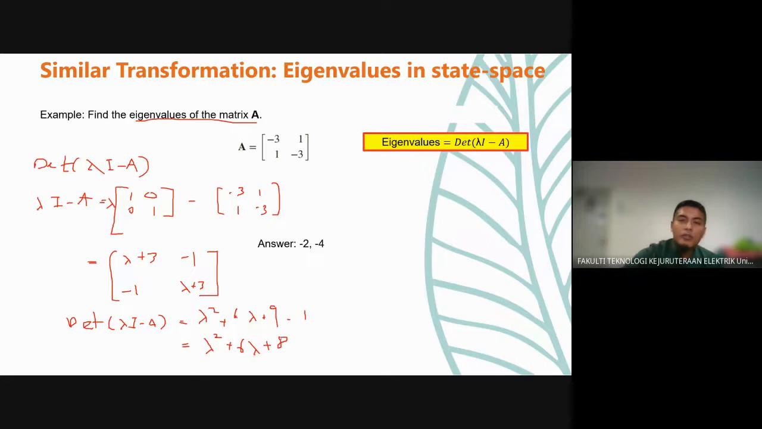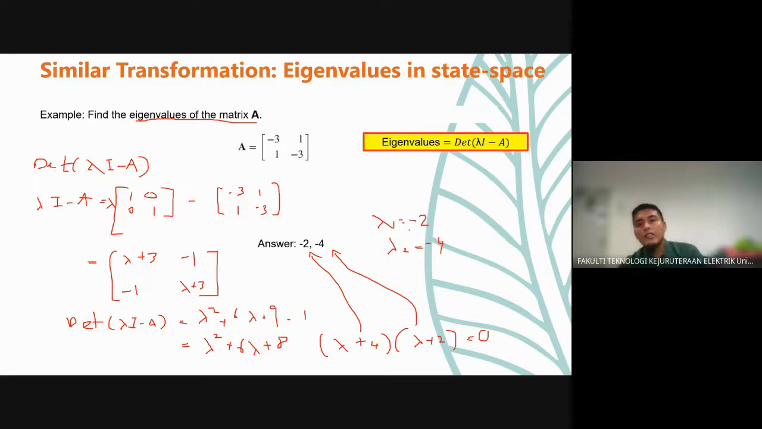Same thing as the poles. Then you factorize everything, you get lambda plus 4 times lambda plus 2 equal to 0. So the answer is negative 2 and negative 4. That's the eigenvalues: lambda 1 equal to negative 2 and lambda 2 equal to negative 4. So this is the answer. Easy.